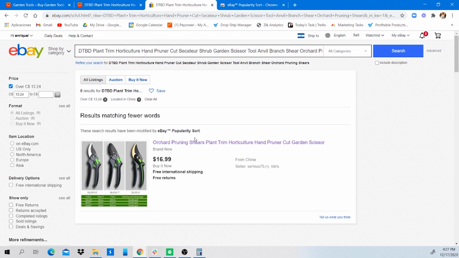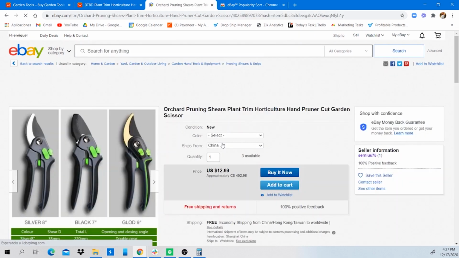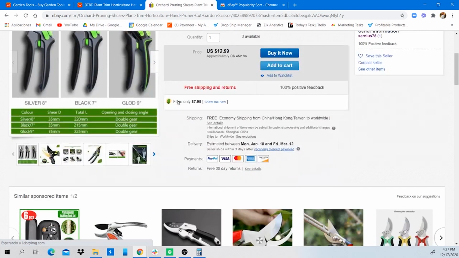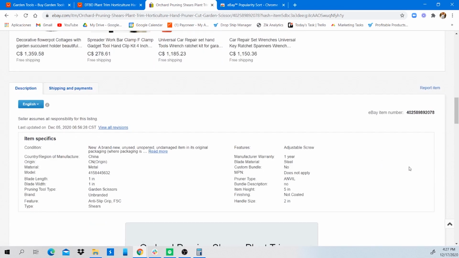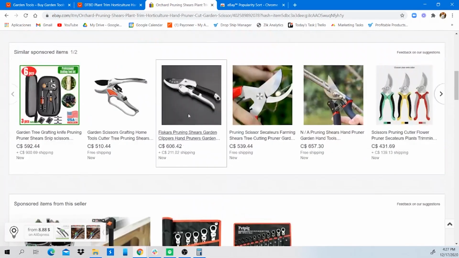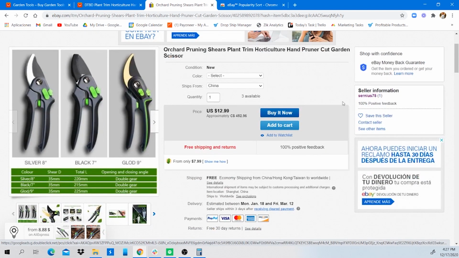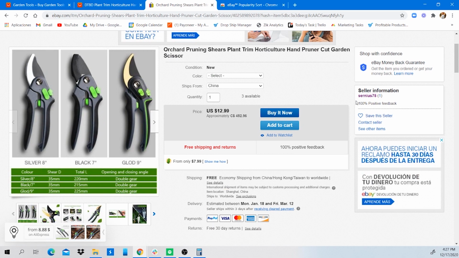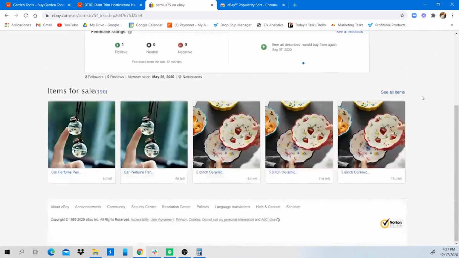We have the same product as you guys can see here. Click on the product. Now, if you scroll down, you can see the item's location on the part where it says description. Head over to the shipping and payments tab. You can see that the item's location is based on China. And let's head over to the seller's store. And you find that by simply going over here on seller's information, click on this tab over here. This is what an eBay store looks like.